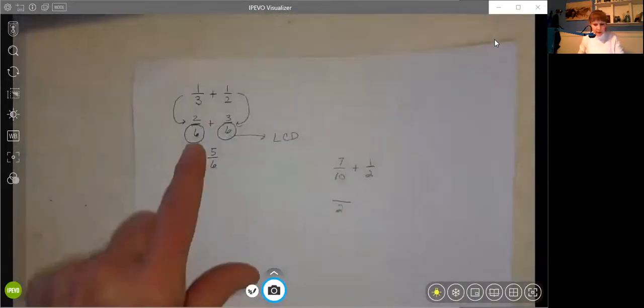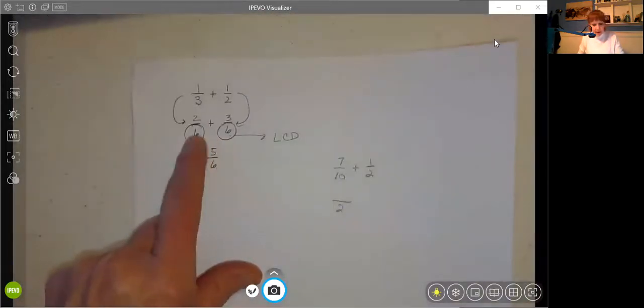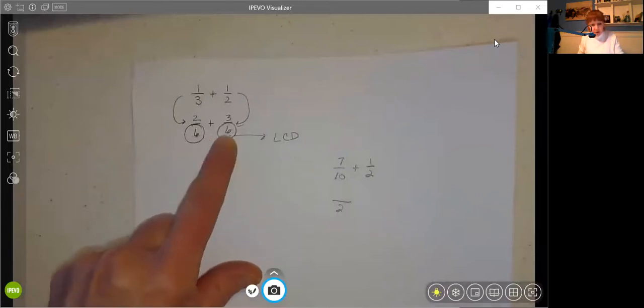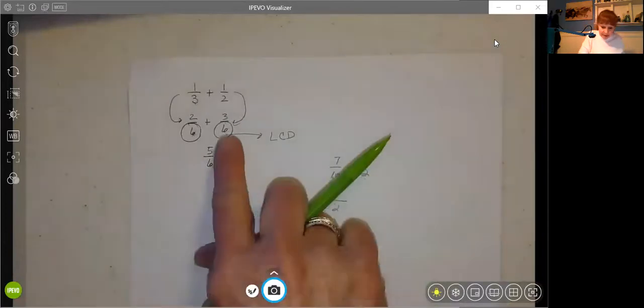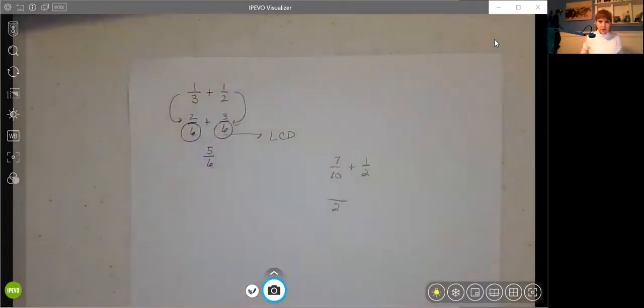So it will be the least common denominator. This number here will be larger than those. All right. Even though that piece is smaller, the number is larger. Hope I just didn't confuse you.